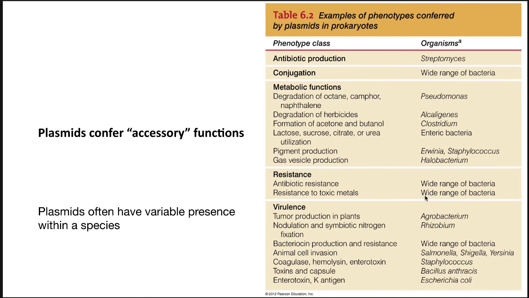So some examples of the accessory functions that plasmids encode are shown here. And you can see that there's a wide range of different things that can be done. One of the most important is conjugation. So conjugation functions are found in a wide range of bacteria, and this will be important later on when I explain what conjugation is. There are plasmids that are used in antibiotic production. There are metabolic functions. There are resistance to antibiotics and toxic chemicals. And then there's a whole class of virulence plasmids.